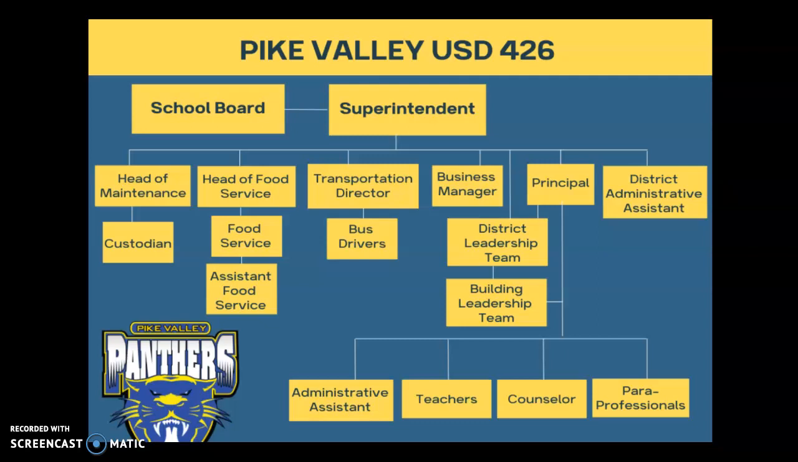I go to a lot of our board meetings and they collaborate quite a bit. And then from there, the superintendent deals directly with our head of maintenance, our head of food service, transportation director, and in the board office is the business manager and our district administrative assistant. So they work in the board office closely with our superintendent, and then also our two building principals.